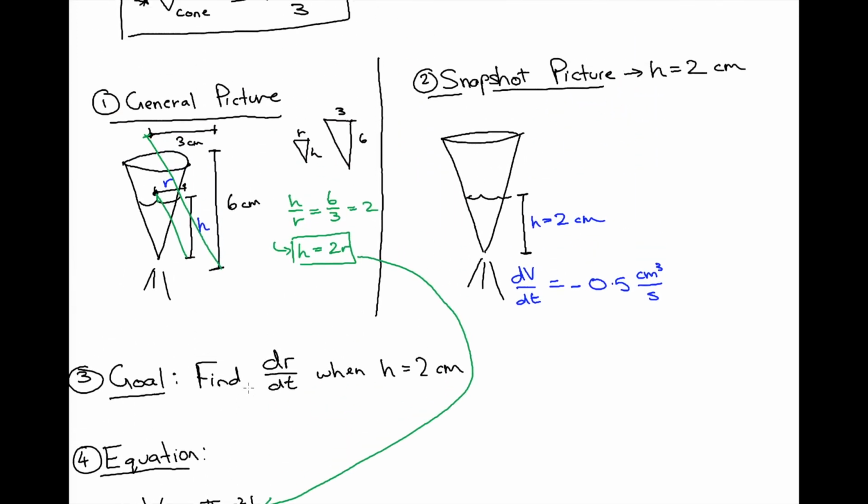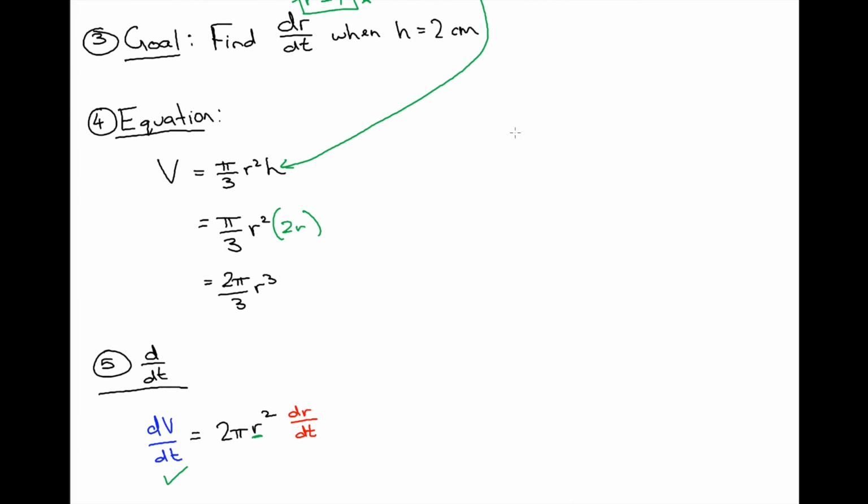Unfortunately, our snapshot picture doesn't have any information about r, but we do know that h is equal to 2 centimeters, and we also have this relationship between h and r that we've established here. Since we know what h is, we can use that to solve for r. So I can put it in here, and I end up with 2 equals 2r, which gives me r is equal to 1. Sweet.